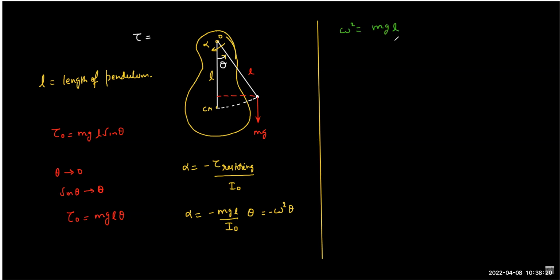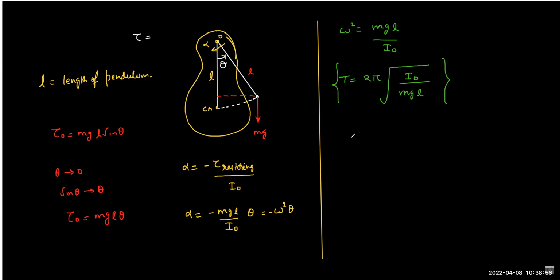mgl upon I naught. Now, L is something by definition, so you should not confuse it with L when it is given as a dimension for a rod of length L. So this L is different, and therefore the time period turns out to be 2 pi and the root. So this is a very famous formula for the compound pendulum or physical pendulum.